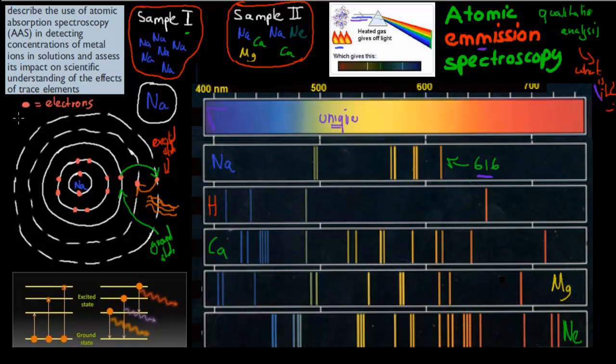But we don't really need to know that much about atomic emission spectroscopy. There was a reason why I mentioned all this, because it's important to know the first step to see how we can do the second step, because the dot point itself says describe the use of atomic absorption spectroscopy in detecting concentrations of metal ions in solution and assess its impact on scientific understanding of the effects of trace elements. So we have to actually talk about not atomic emission spectroscopy, but atomic absorption spectroscopy. And that's what I'll talk about next.